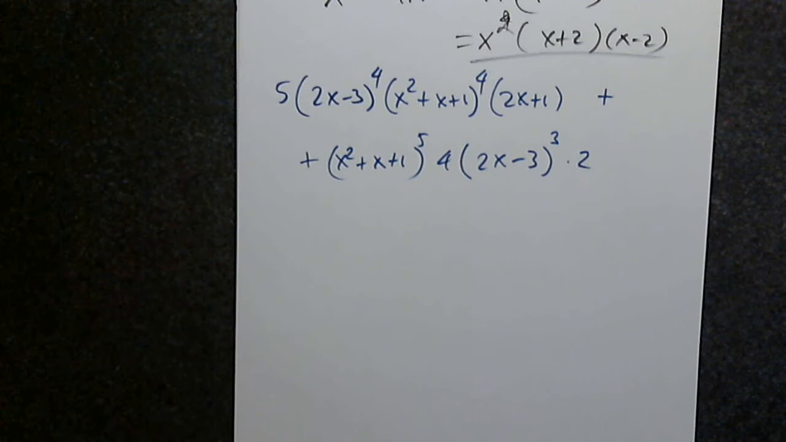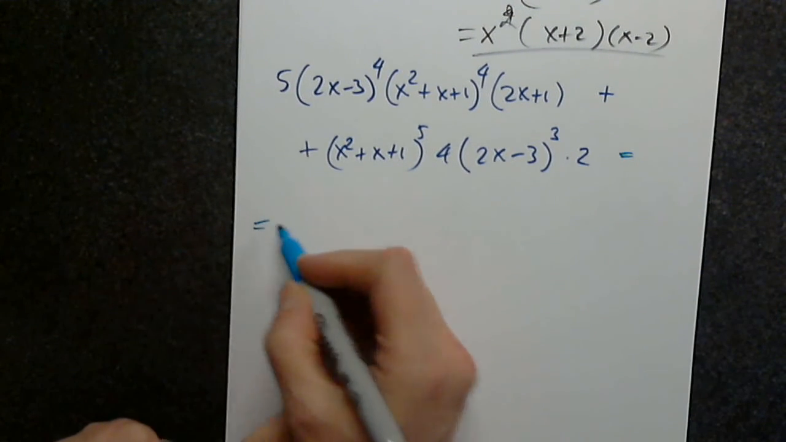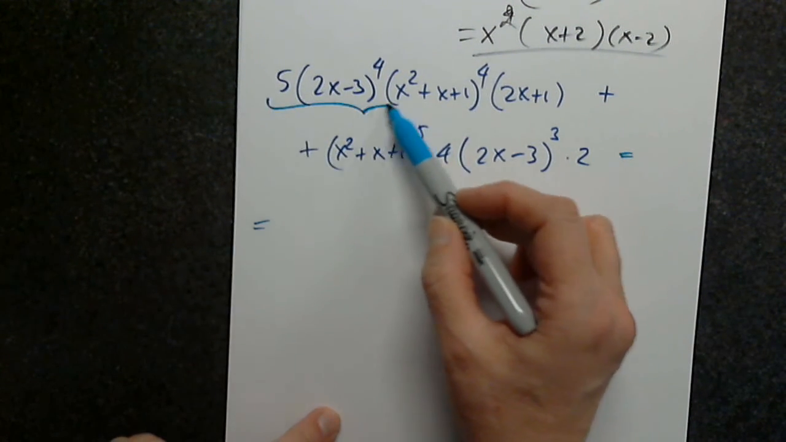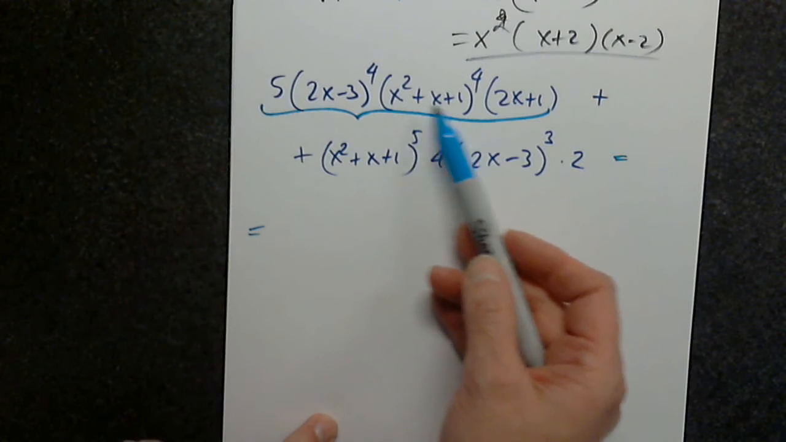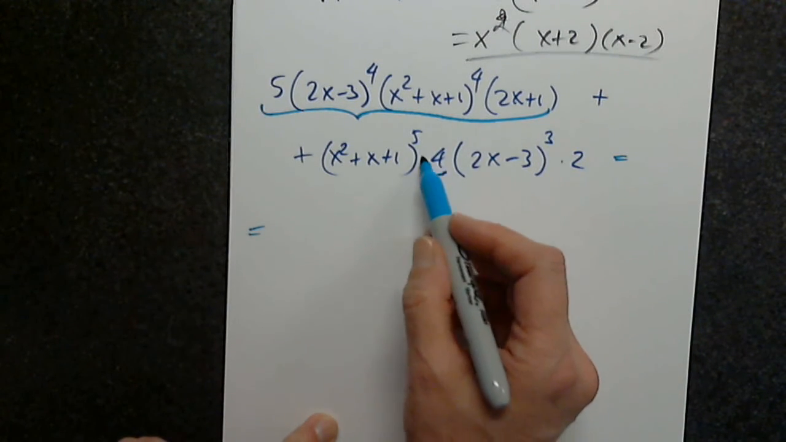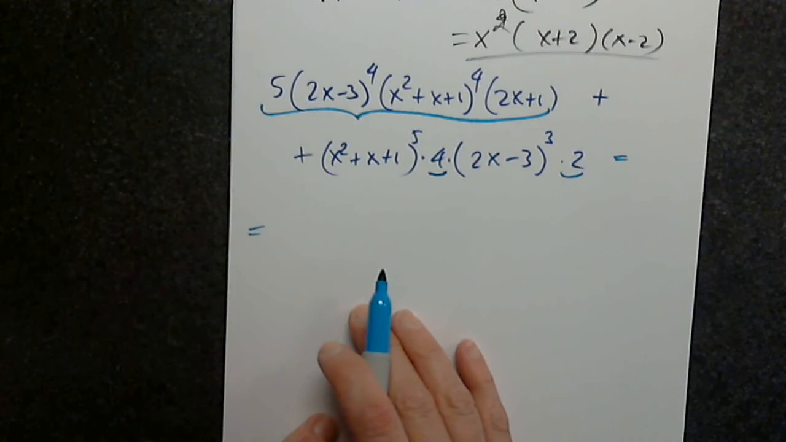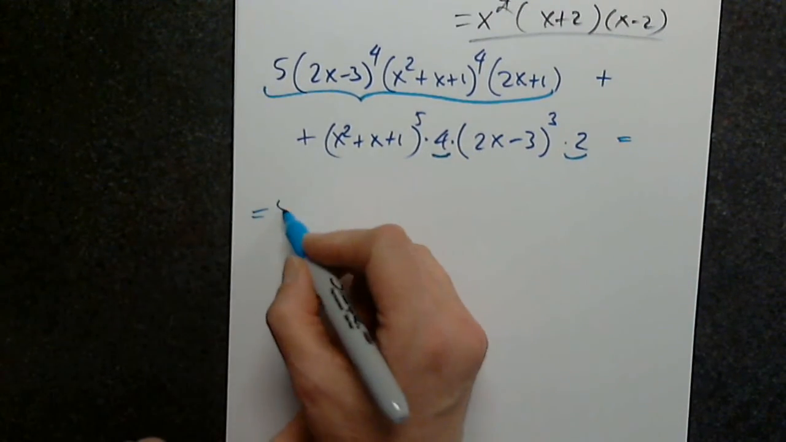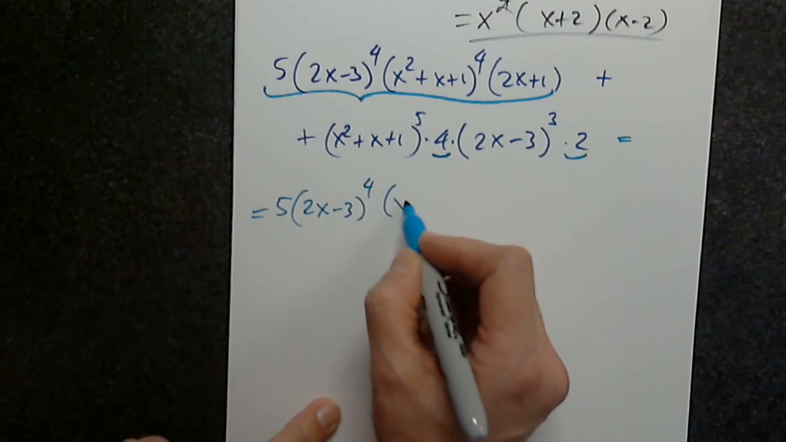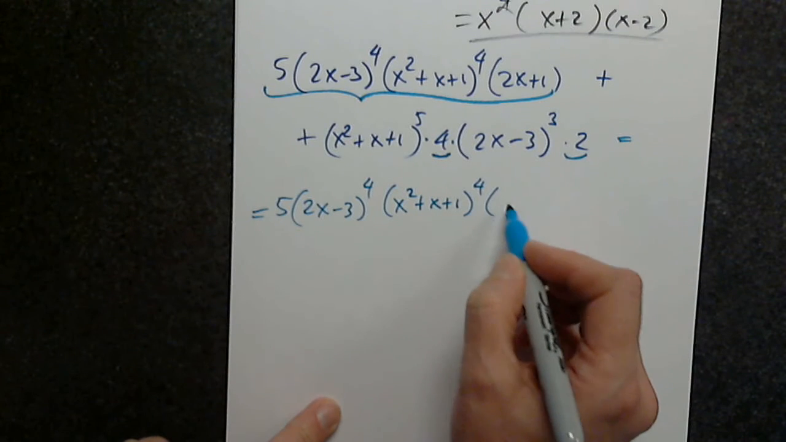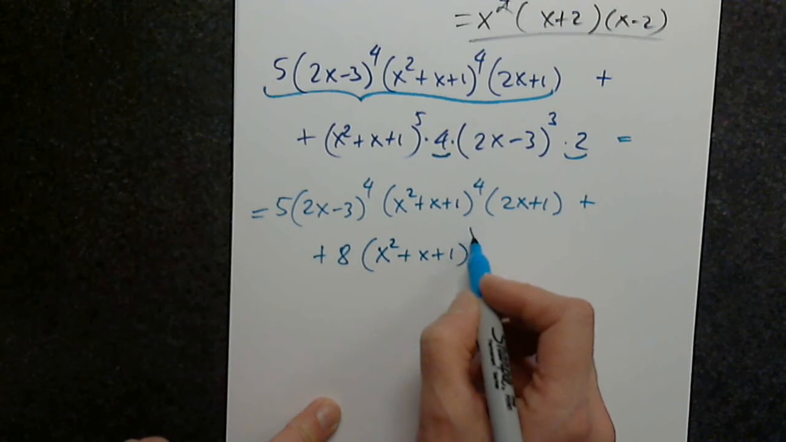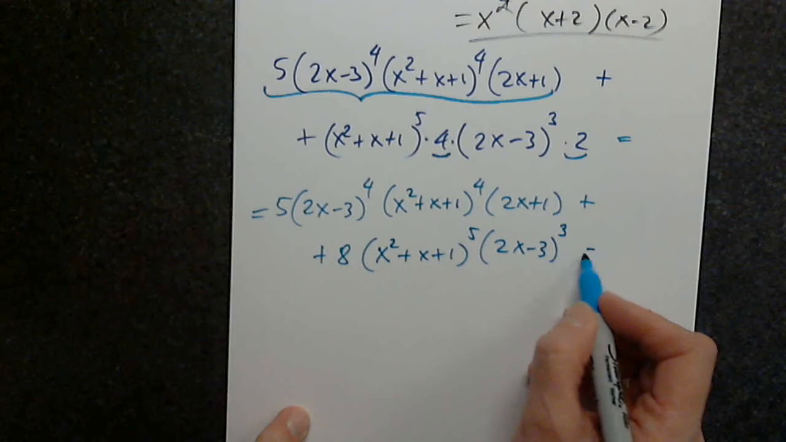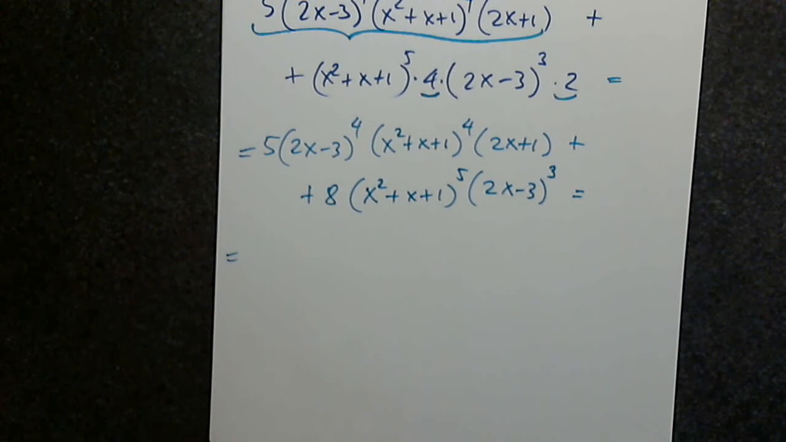So now, before I even ask you how many terms we see here, I am going to clean this up. There is nothing I can do to this piece because it's arranged correctly. The coefficient is outside and everything else. But here I have a 4 as a factor in the middle, and a 2 as a factor in the middle. I will multiply 4 by 2 and put it in front. So I copy 5, (2x minus 3) to the 4th, (x squared plus x plus 1) to the 4th, (2x plus 1), plus 8, (x squared plus x plus 1) to the 5th, and (2x minus 3) cubed.